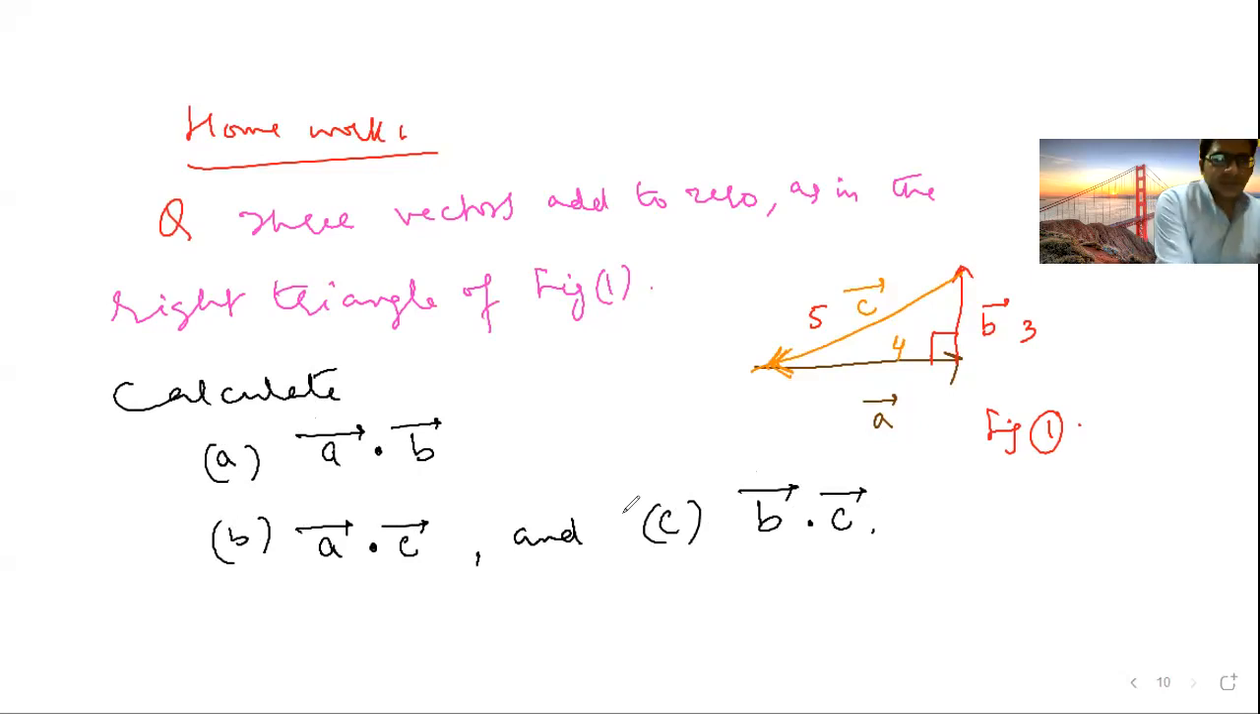I repeat the question. Three vectors A, B and C form a right angular triangle. This is my A, this is B, this is C. Length of A is 4 units, length of B is 3 units, and length of C is 5 units. This is a right triangle. The question says 3 vectors add to 0 as in the right triangle of figure 1. Calculate A dot B, A dot C, and B dot C.